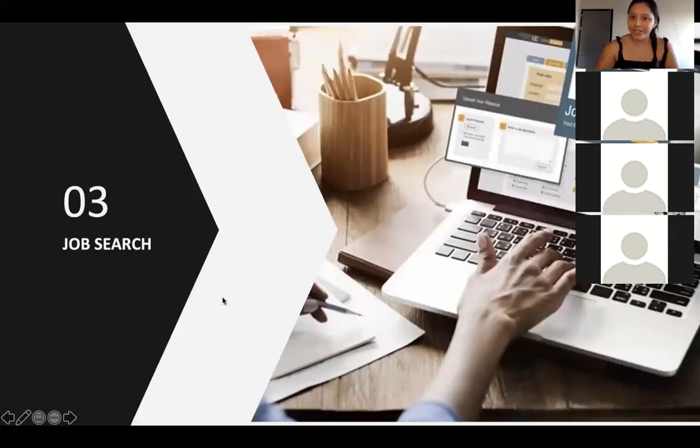Okay, now we go into job search. So job search can be really hard because there are so many different platforms online, and so many different jobs, but sometimes because of COVID, all of them are online too. But we're gonna show you a few cool tools that you can use.